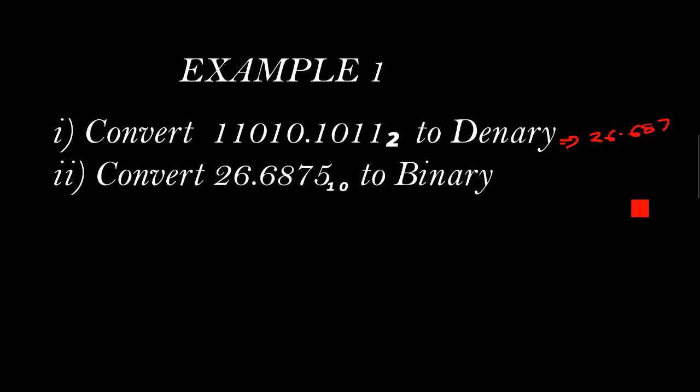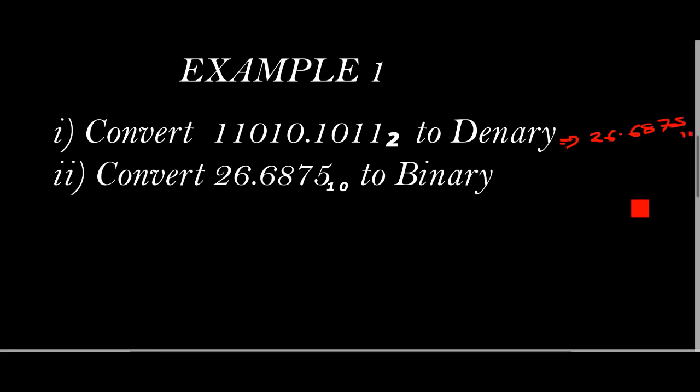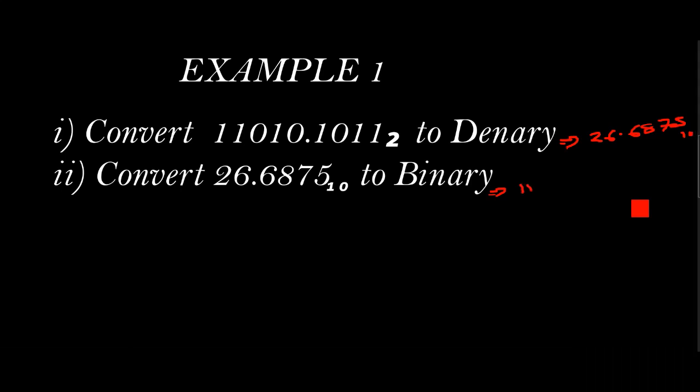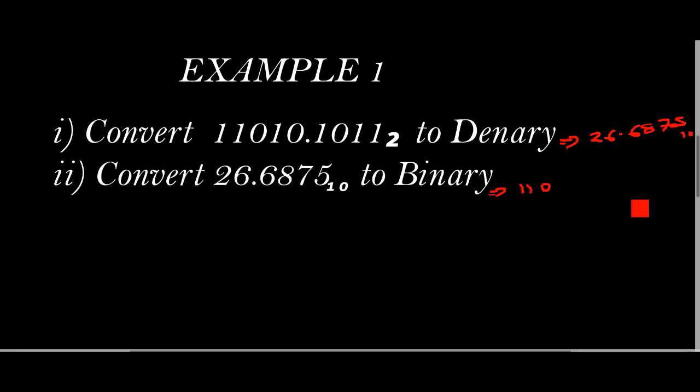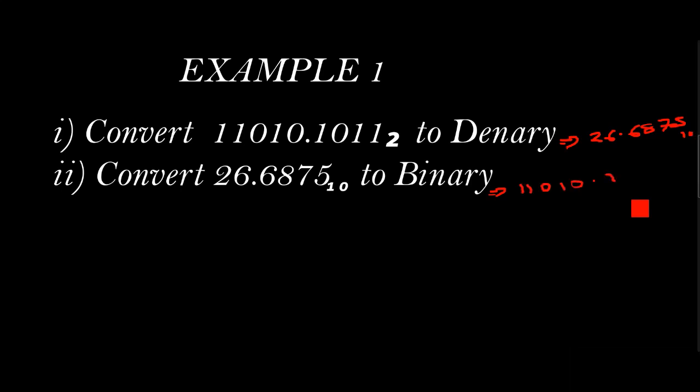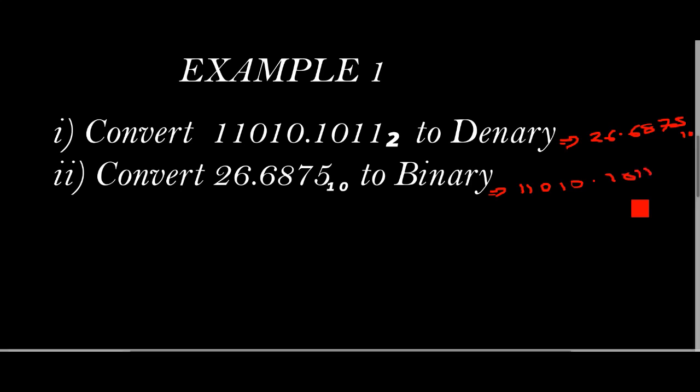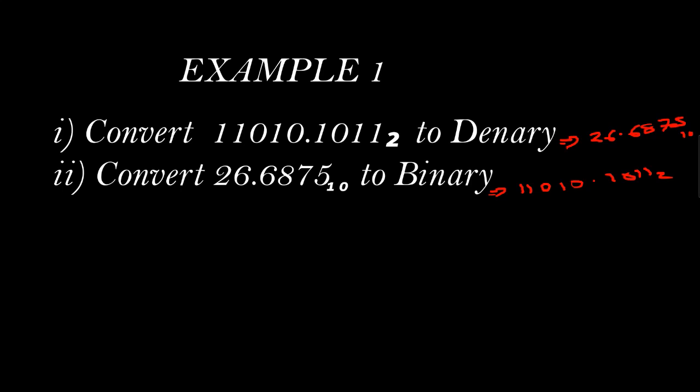So that Roman 1, if you convert it to denary, you'll get 26.6875 to base 10. Then the second part, if you convert it to binary, you will get what was in Roman 1. You'll get 11010.1011 to base 2. Now, I want to use the case where Roman 1 gives you Roman 2 and Roman 2 gives you Roman 1 for us to see how the process works. Now we'll start by converting a binary number to denary.